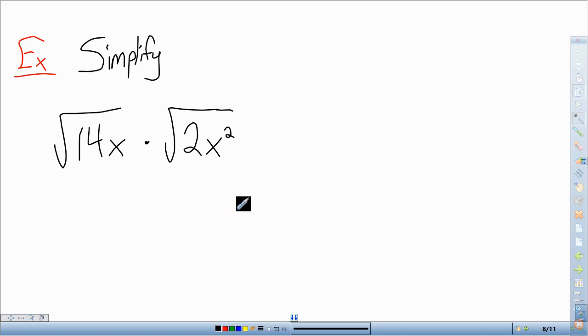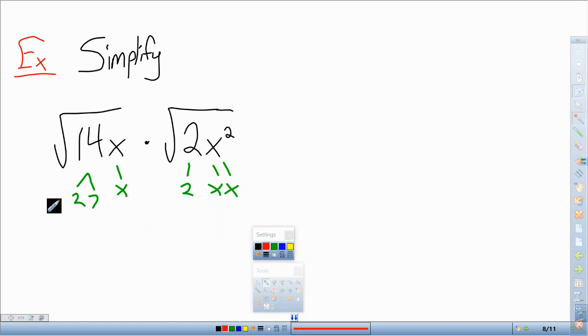Okay, so not a whole lot more happens here. We're just breaking down more things. So this 14 breaks down into a 2 times 7. Those are both prime. This x, let's just show that that's part of what we're going to be trying to pair up. This 2 is prime, but we're going to try to pair it up. x squared is 2 x's.